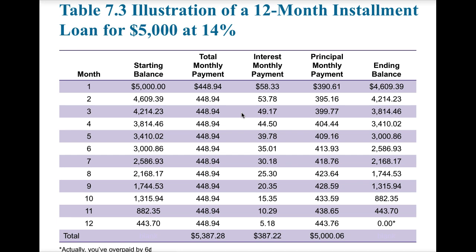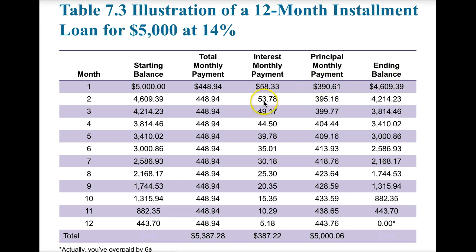Okay, so let's look at a 12-month installment loan for $5,000. So here is month one. The starting balance is $5,000. Your monthly payment is $448. And this is what I was trying to say before: this monthly payment stays the same. This doesn't change. So you're going to pay your interest and then your principal, and then you subtract your principal and you get your new ending balance.